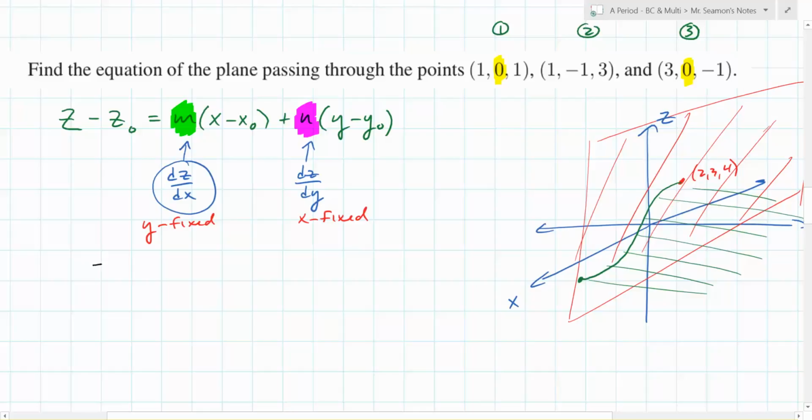So what does that mean the slope for, what is dz dx going to be equal to? What's the change in z value? If we go, let's go from 1 to 3, everybody. This is point 1 to point 3.